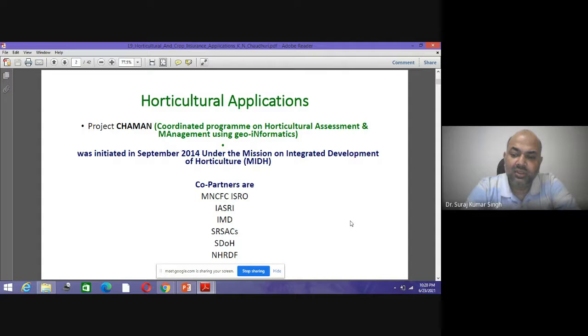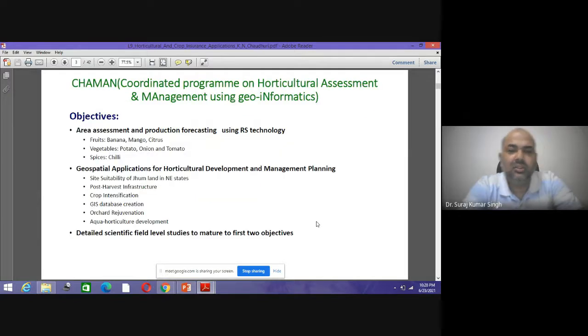Co-partners were MNCFC, ISRO, IASRI, IMD, SAUs, SDOH, and HRDF. So, what were the main focus and the objective of Project CHAMAN? The objective was area assessment and production forecasting using remote sensing technology.